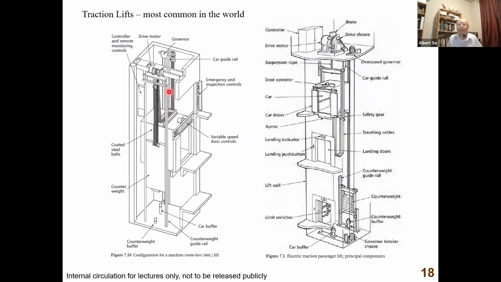Now, nowadays in modern times, we have another development called machine roomless. This is a machine room. Machine room has a disadvantage. You need a room above the roof of the hoistway or the lift shaft. So it wastes a lot of space. So that's why they say, why not put the machine inside the hoistway? You can see you have the machine inside the hoistway, right? And you also have the governor, the guide rails, the motor, the sheave, the brake as well. So you put the machine inside the hoistway, and then you don't need a machine room.